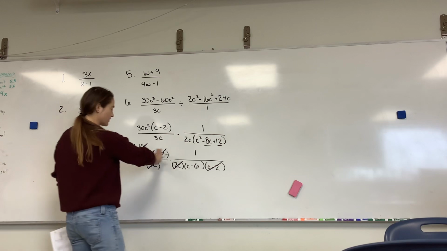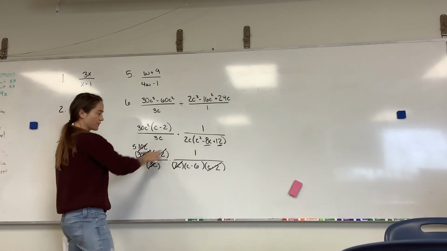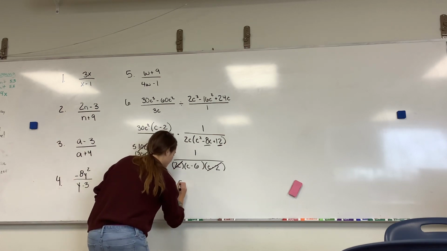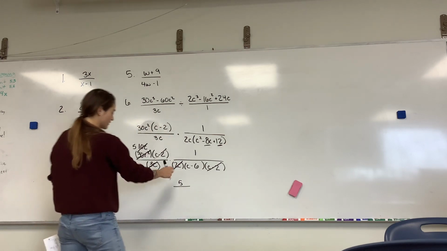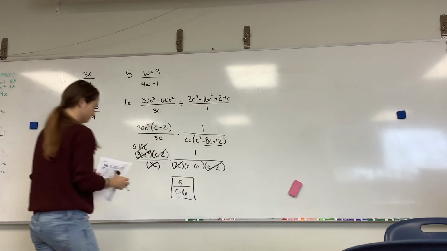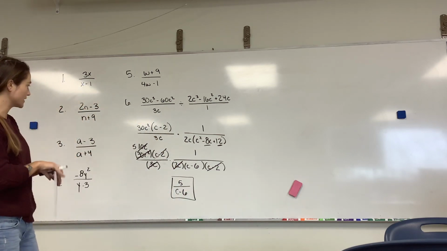So if I look at everything on the top, trying to make sure I don't forget something that I didn't cancel out, looks like I'm left with a 5 on the top, and on the bottom, just c minus 6. Boom, done.